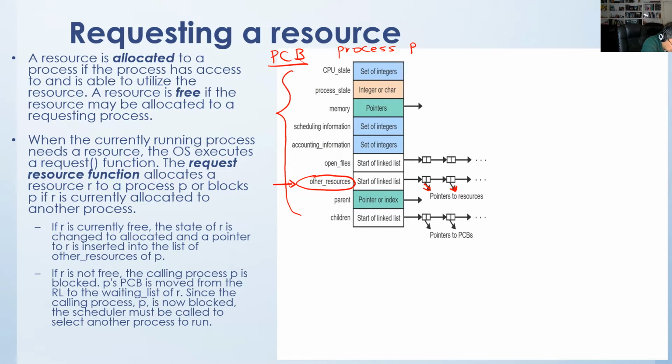So that's one of the RCBs here, and it just points to the RCB. That means these are the resources that are allocated to this particular process P. Okay, so that's a PCB for a process P.